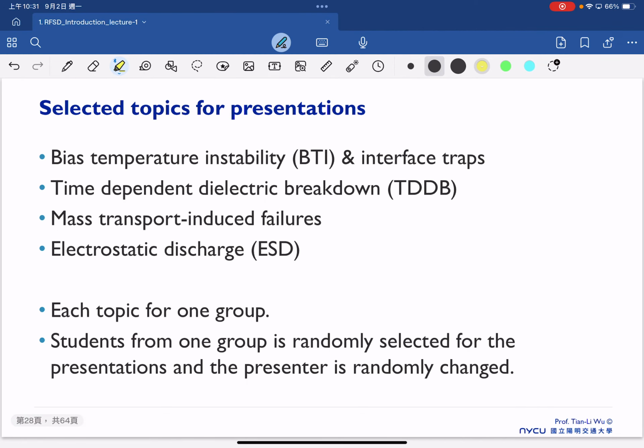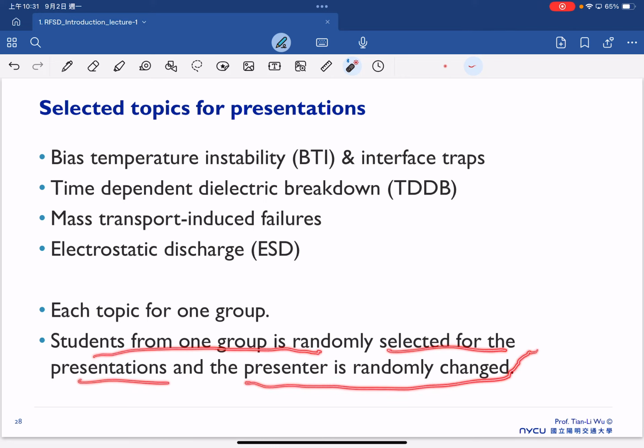Yes. Regarding the presentation, we have four topics. Basically, I will give a lecture of about 1 or 2 classes, roughly 2 to 3 hours, to explain each topic. They include BTI, TTB, mass transport induced voids, and ESD, and then we will assign each topic to one group. Usually in the group presentation, a student from the group is randomly selected to present, and the presenter is randomly changed. We'll talk about this later.